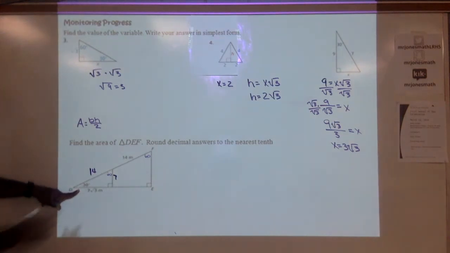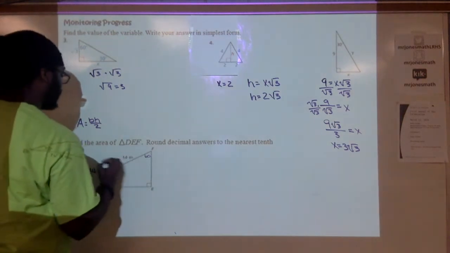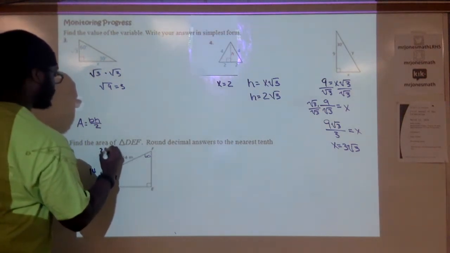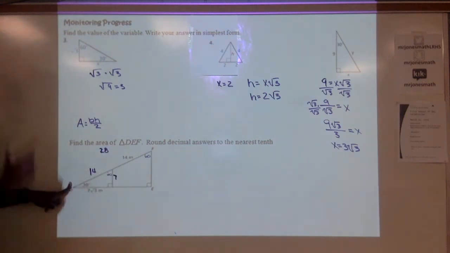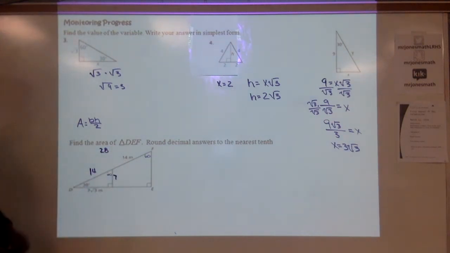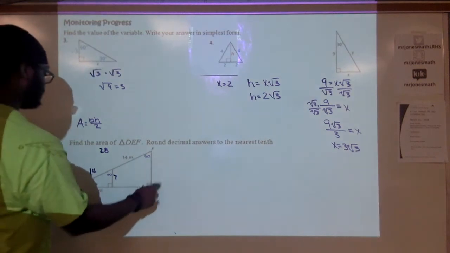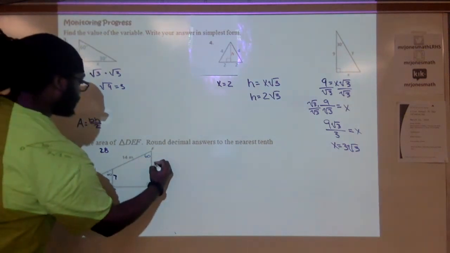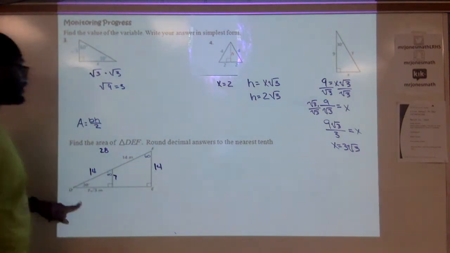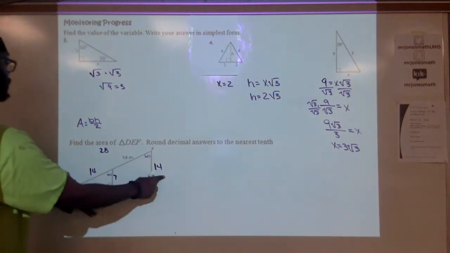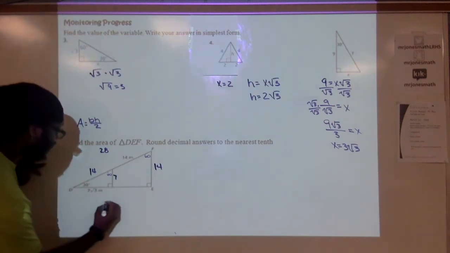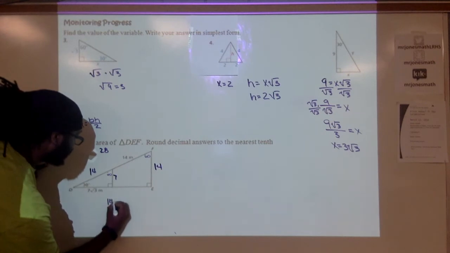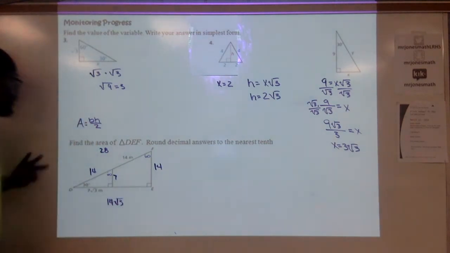Okay, so now we know the hypotenuse of the larger triangle is 28. So the short leg of the larger triangle is 14. And so the long leg of the larger triangle is 14 square root of 3.